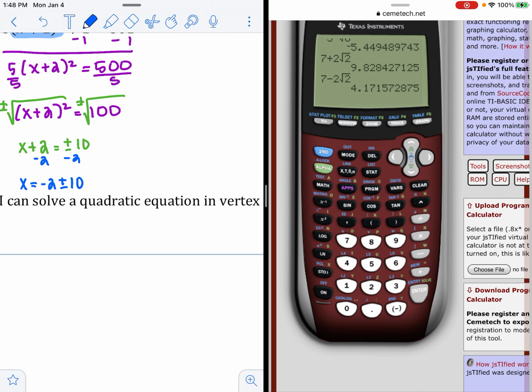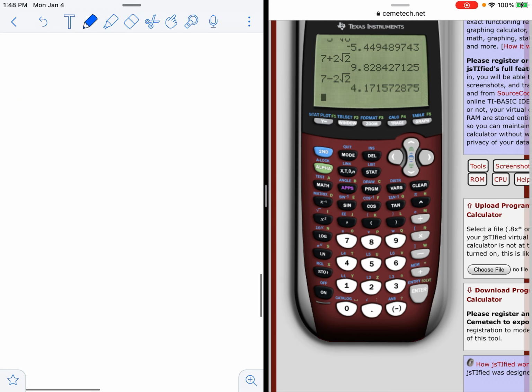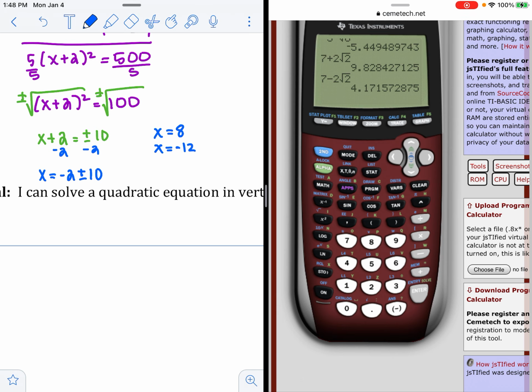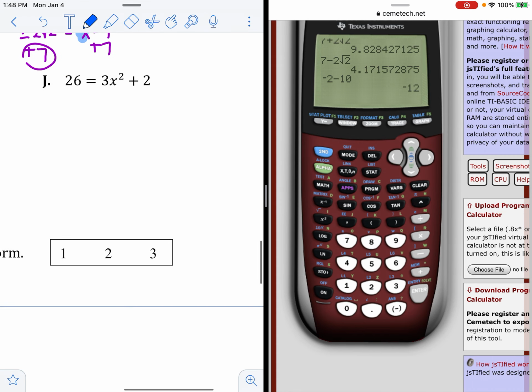Do I know what negative 2 plus 10 is? I sure do, it's 8. Do I know what negative 2 minus 10 is? I sure do. It's negative 12. And if you're like, no, I don't, then you can do negative 2 minus 10 over here. Like you could do it if you needed to. So there's my 2 answers.